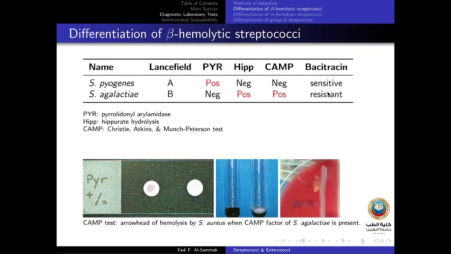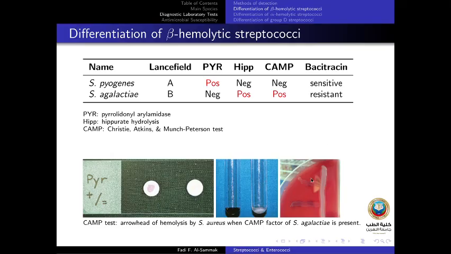So we're back to the differentiation. We have another test which is called the bacitracin. Bacitracin is like an antibiotic disc, and it used to be a test to tell the difference between S pyogenes and S agalactiae, but not any longer, because more strains are showing sensitivity to bacitracin. So it is not that reliable to tell them apart.